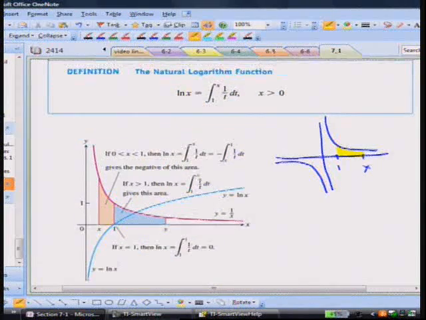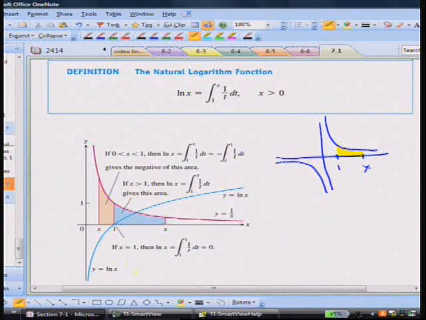Now, notice if x is between 0 and 1, then you're going to have the negative of this area. You may remember from some of your earlier work that if x is between 0 and 1, then the upper limit is less than the lower limit. And so you remember from Cal 1 that we could put a negative and flip that. And so it actually gives the negative of the area.